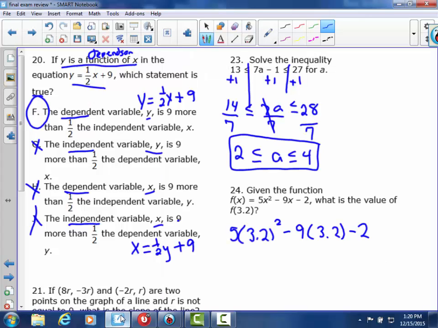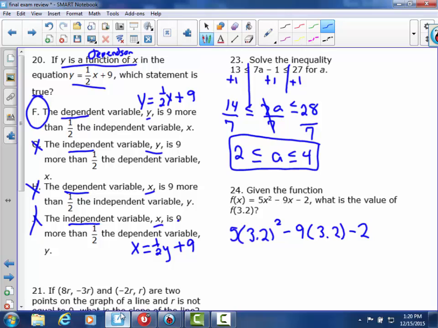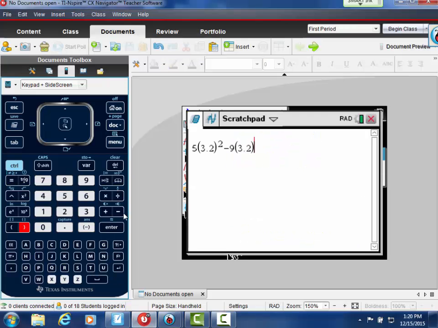I forget what the next part was. Minus 9 times 3.2. Minus 2. And we get 20.4.